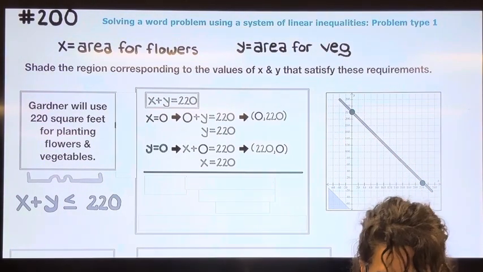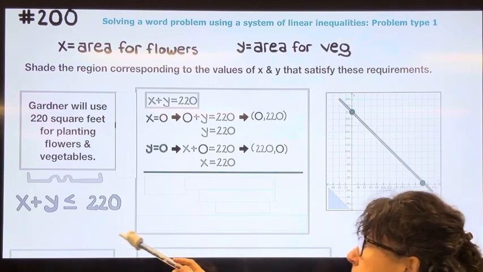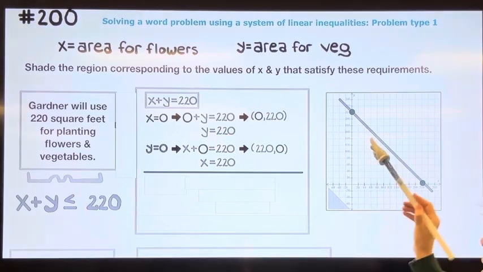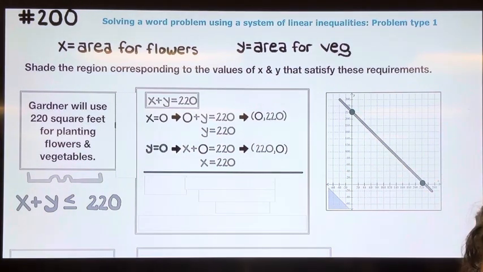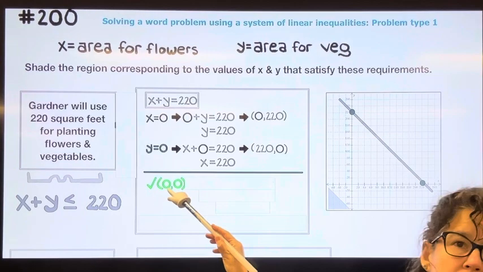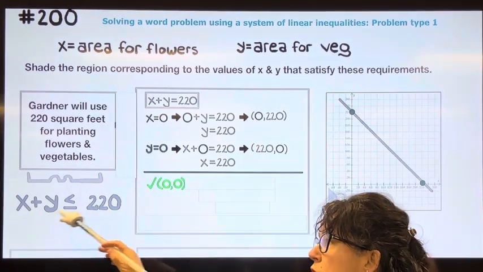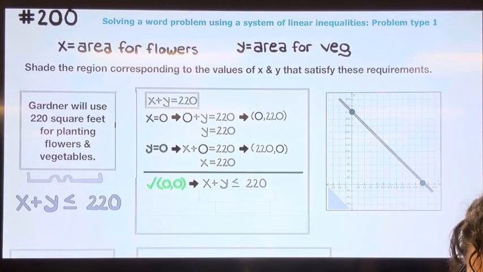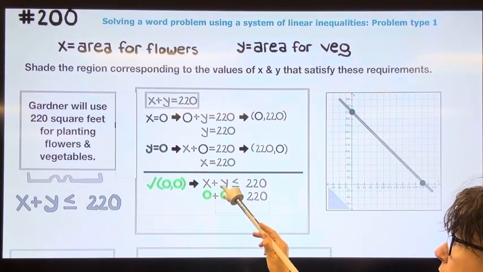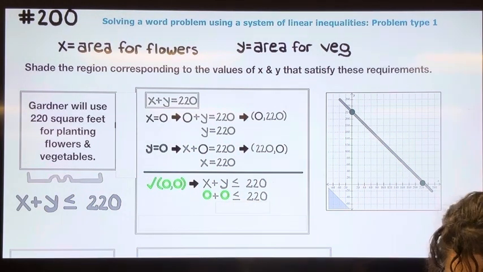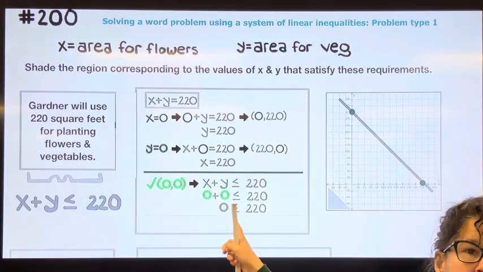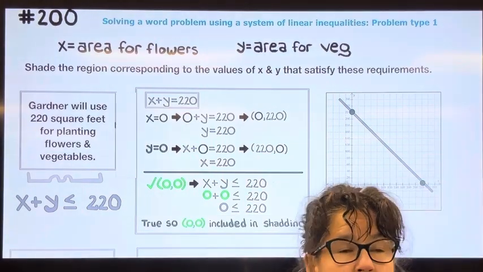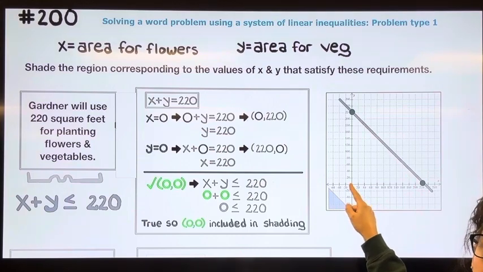I need to decide where I should shade. So when you're making that decision for inequalities, you should test a point. You can test any point you want that's above or below this line. I'm going to go with testing out 0, 0. So if I put 0, 0 into my inequality here, then I end up with 0 for the X, 0 for the Y, 0 plus 0 is less than or equal to 220, and 0 is less than or equal to 220. So since that's true, that means that the point 0, 0 should be included in the shading.